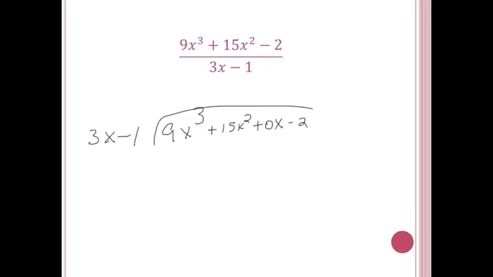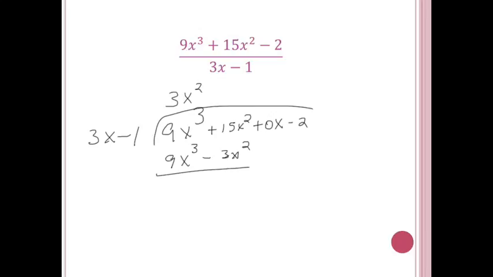Okay. So 3 times 3 will be 9. So we put a 3 up here, and you need an x squared because we want to multiply to end up with an x cubed. So 3 times 3 is 9. X squared times x is x cubed. Okay. And then we're going to have to multiply it by the minus 1. So that's going to be minus 3x squared.